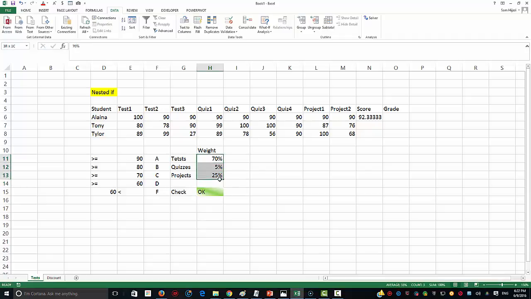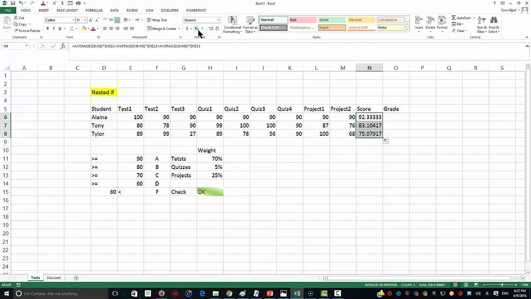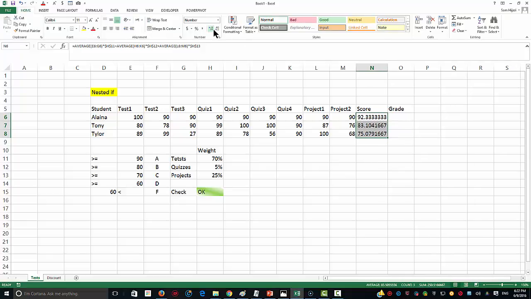So the actual weight can change, and that's up to the professor with the agreement of the students. Of course, we could go to the Home ribbon and change those to reduce the number of digits to the right of the decimal point. There's something scary about this. When you remove completely the display of the digits to the right of the decimal point, maybe as students, let me show you how scary that is, okay?